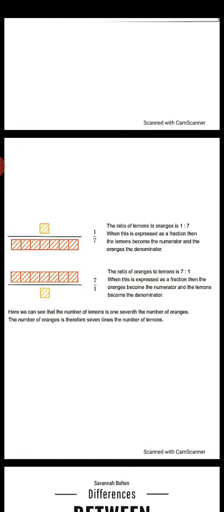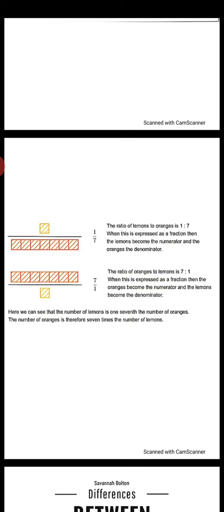Let's come down to another example. We can see the ratio of lemons to oranges is 1 colon 7. When this is expressed as a fraction, then the lemons become the numerator and the oranges the denominator. And we can also see it is expressed as a fraction, that is 1 over 7. And in the image, we can see that there is 1 lemon above the fraction bar, and there are 7 oranges sitting below the fraction bar.